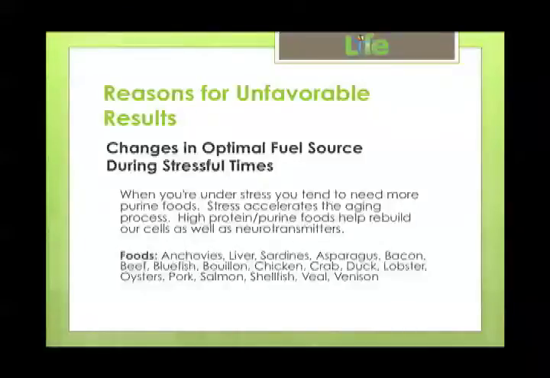And here's some typical purine foods. And the reason I'm talking about purine foods right here for neurotransmitter production is because in times of chronic stress, anxiety and depression can come on. And we want to keep those neurotransmitters healthy so our thought process can stay strong.